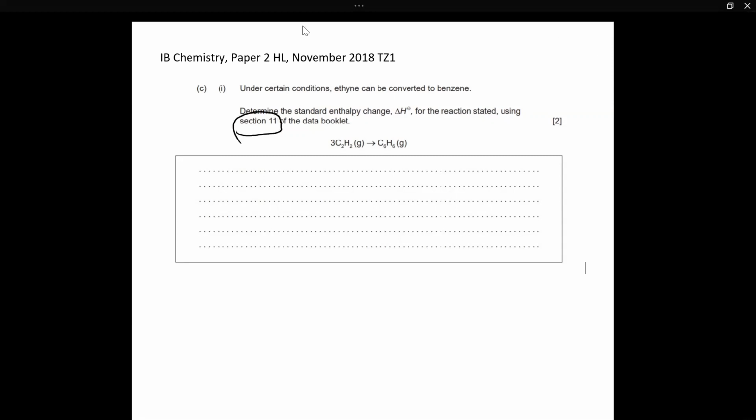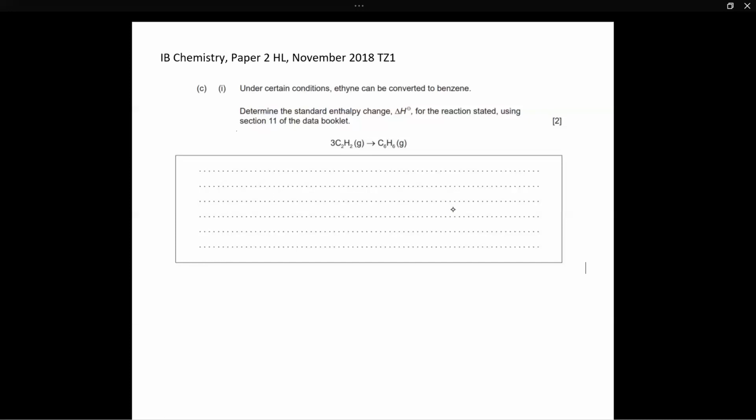So if you flip to section 11 of your data booklet, you will see that it involves bond enthalpies. They have given us bond enthalpies and average bond enthalpies of different bonds: double bonds, triple bonds, single bonds. They've given us a table with a lot of information over here. So we have to use this information to calculate the enthalpy change.